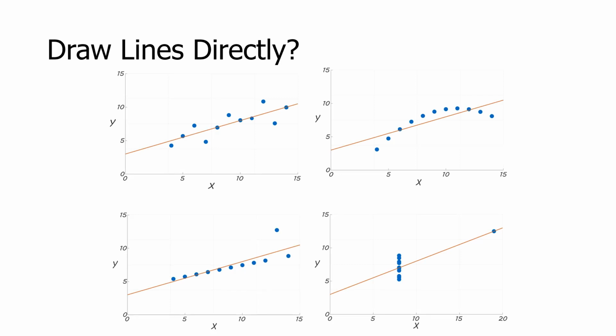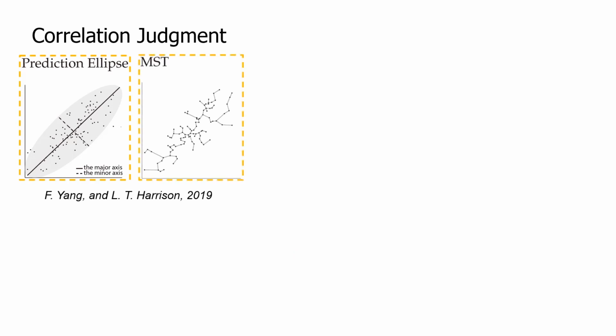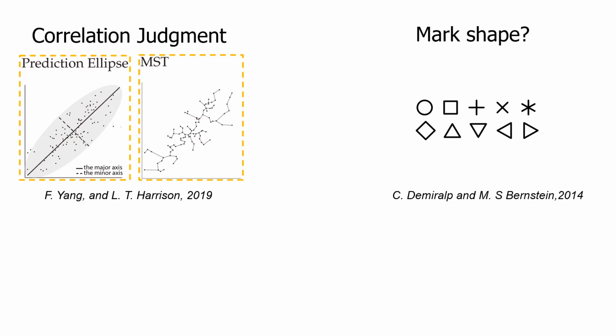Even with a proper model, viewers may not have enough expertise to interpret the trend lines. Recent evidence suggests that people can use the area of the ellipse or the average length of the edges on MST to estimate and compare the correlations of the scatterplots. We wonder if mark shape can also help with assessment tasks.